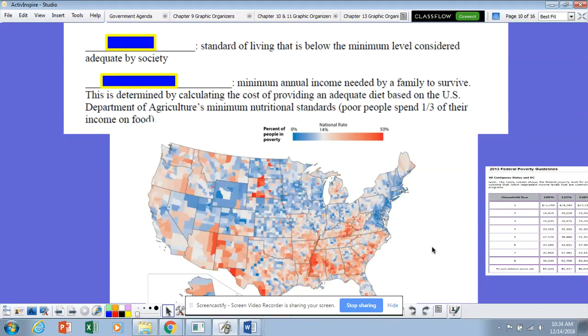Hello, this is Mrs. Politsky, and these are the remaining notes for Sociology, Chapter 8, talking about social stratification.